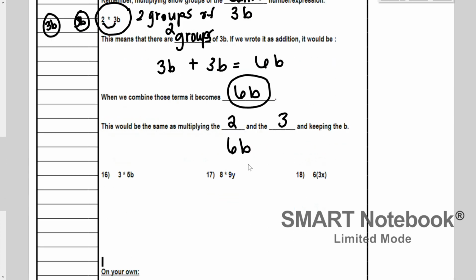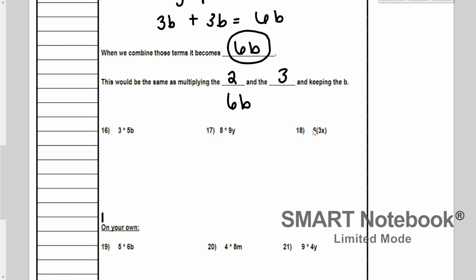Okay, so let's try some of those without drawing the groups. This would mean 3 groups of 5b. So if I wanted to draw it out, I would draw 3 groups of 5b, or I could just do 3 times 5 is 15b. 5, 10, 15b. We'd end up at the same answer. But here we're starting to get more groups, which is why we want to get away from those circles. We want to do 8 times 9, because it's 8 groups of 9y. 8 times 9 is 72y.